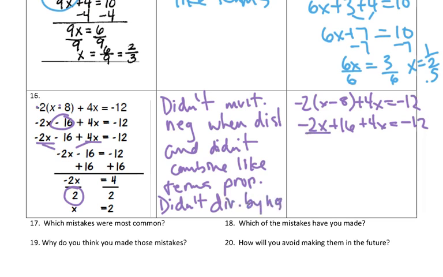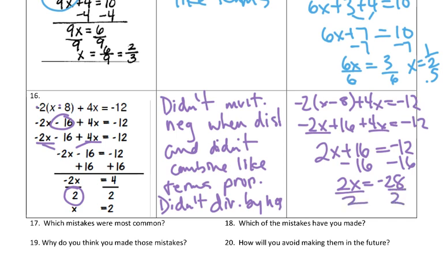Okay, so then this negative 2x, positive 4x would be a positive 2x plus 16 equals negative 12. So we'd subtract 16 to get 2x equals negative 28. Divide by 2, get x equals negative 14. Alright, so there we go with those ones, guys.